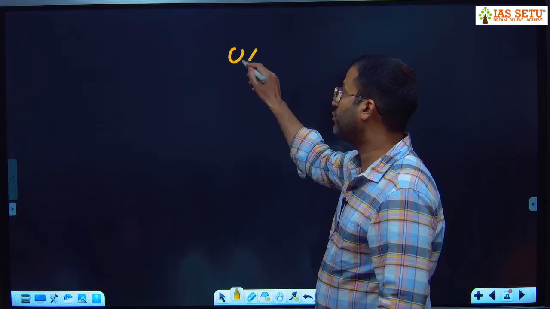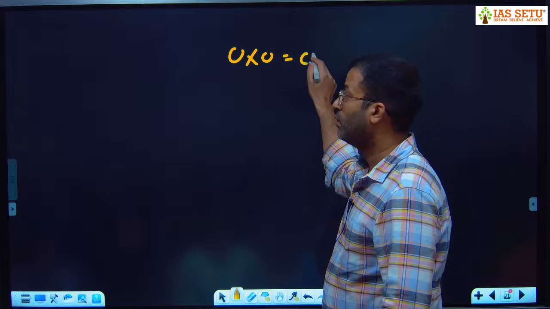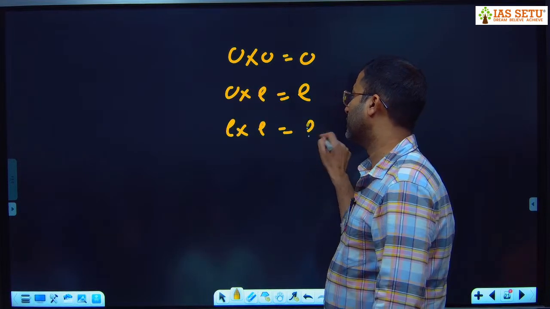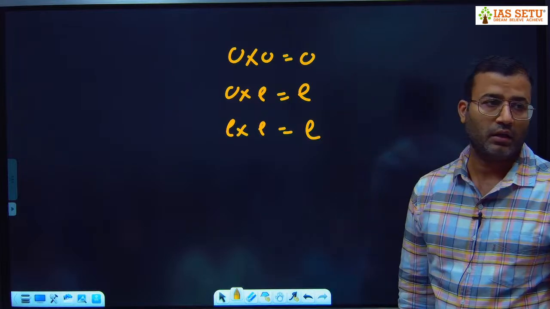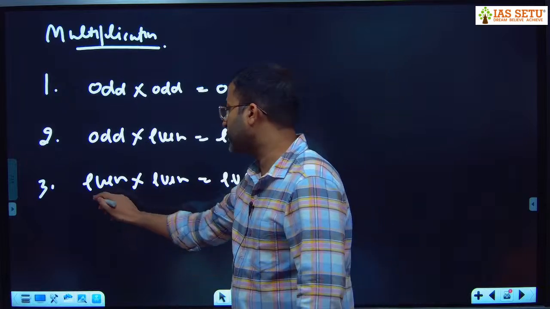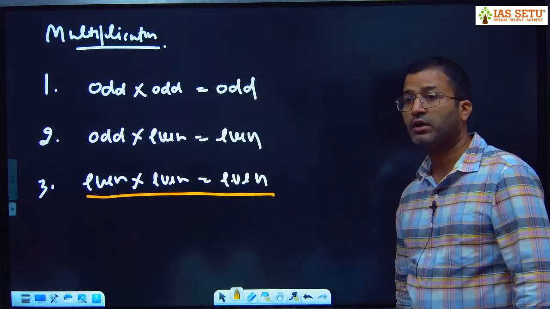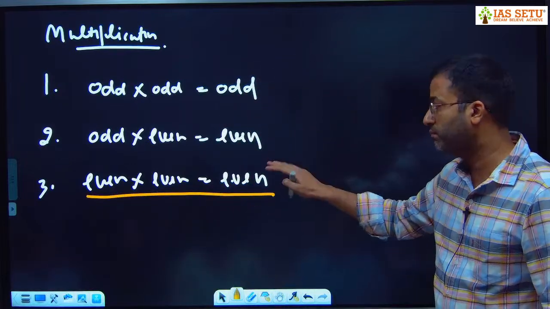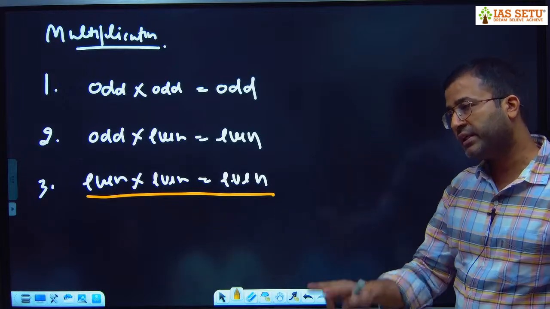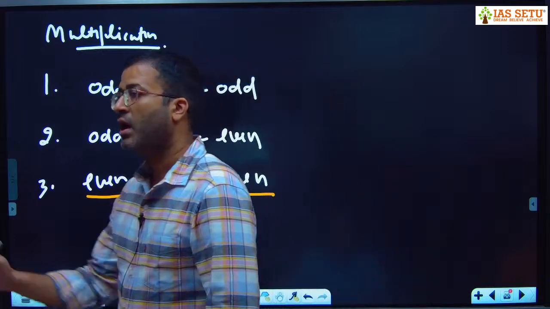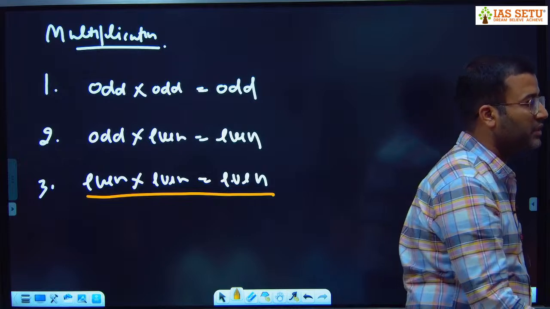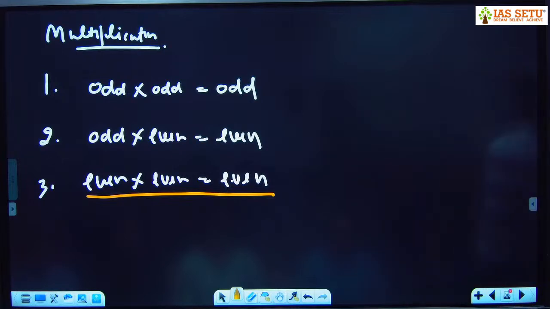Tell me, what is odd into odd? What is odd into even? What is even into even? Even. I will give you the observation later. First we understand this: even into even, even. If you multiply 3 even numbers, 4 even numbers, 5 even numbers, it remains even. Multiplication of 2 even numbers is even. Multiplication of 3 even numbers is even. Multiplication of 4 even numbers is even. Multiplication of 10 even numbers is even.